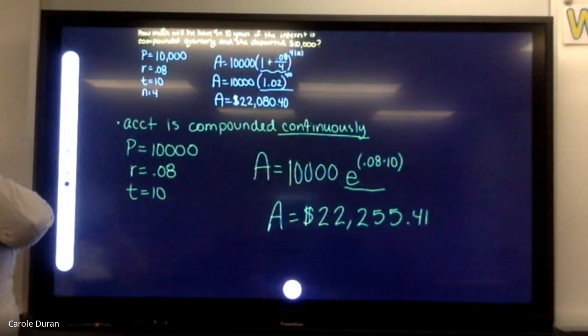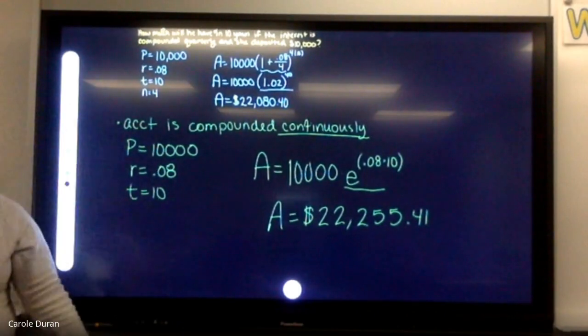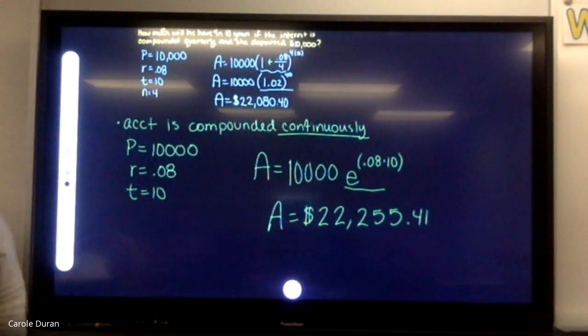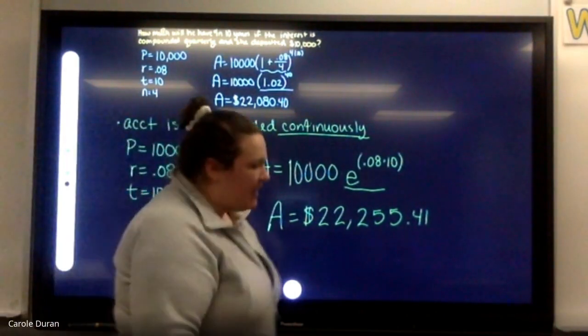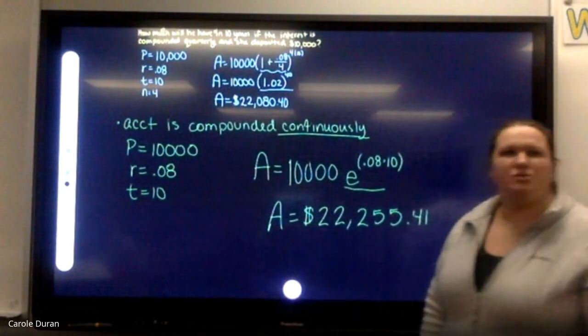So if it is compounded continuously after 10 years, Julian has $22,255.41 in the account. Which one of those is a better option?